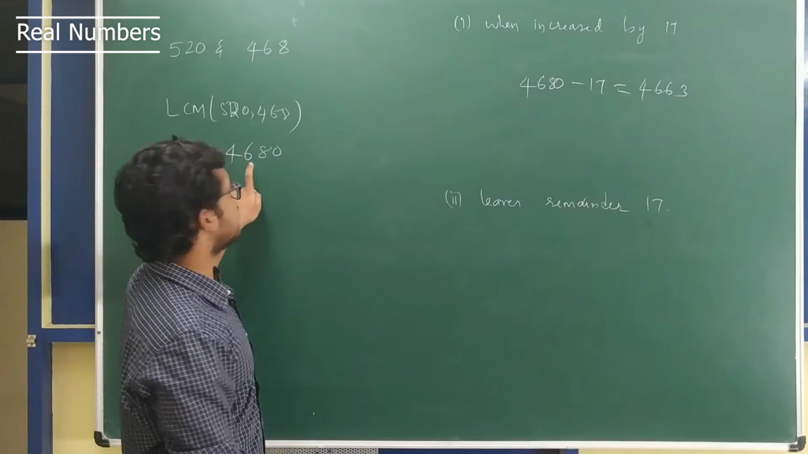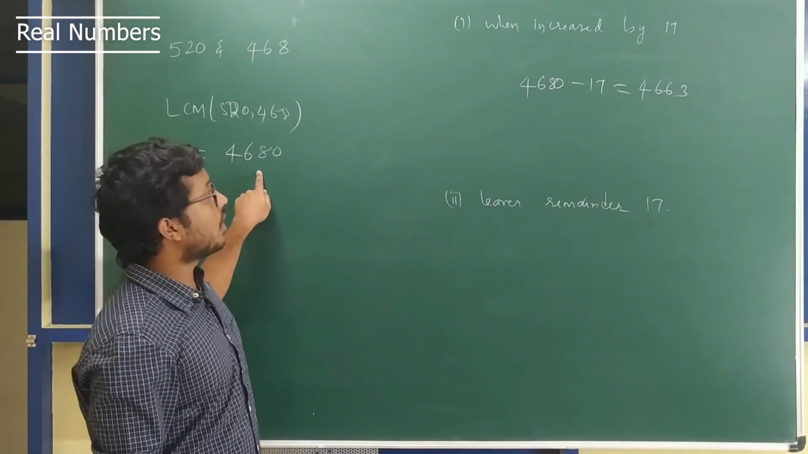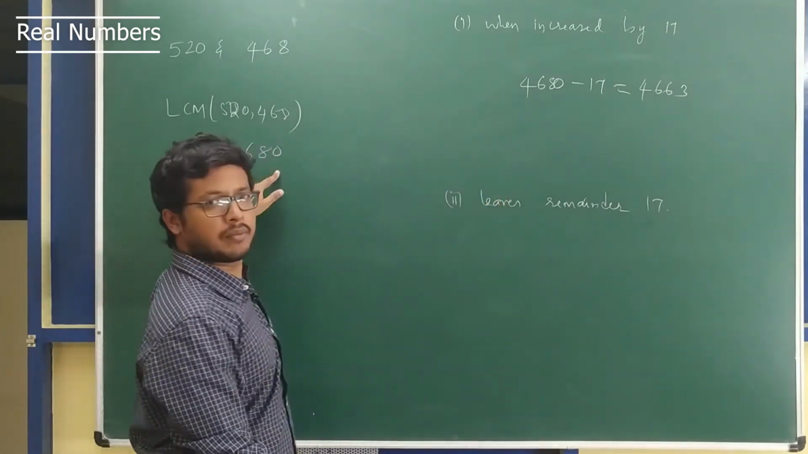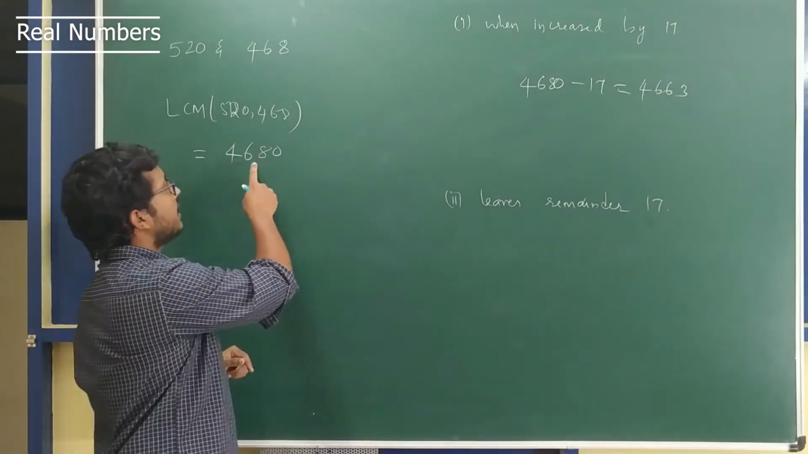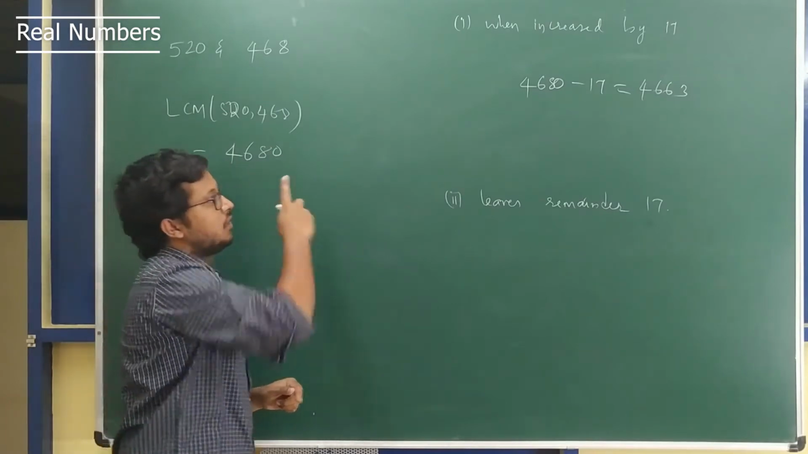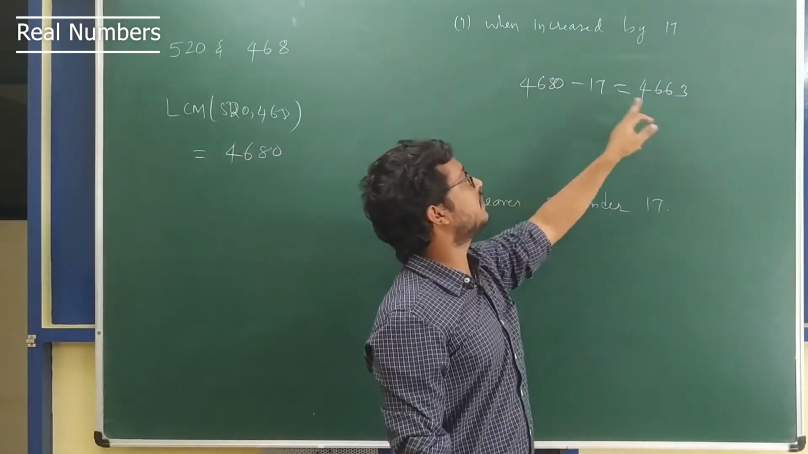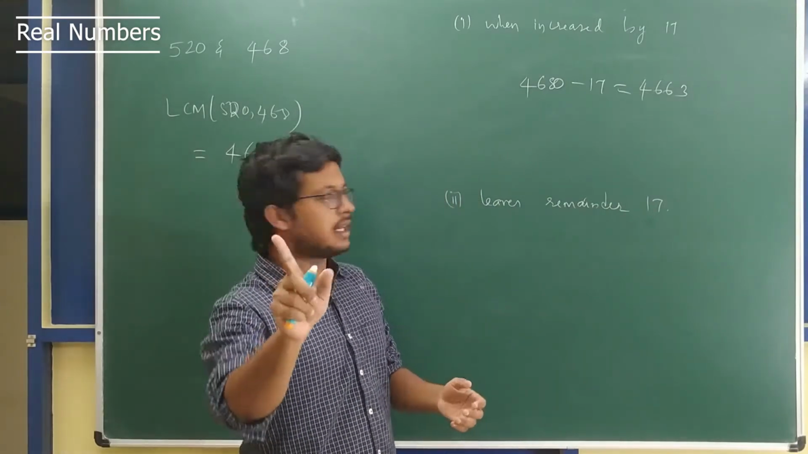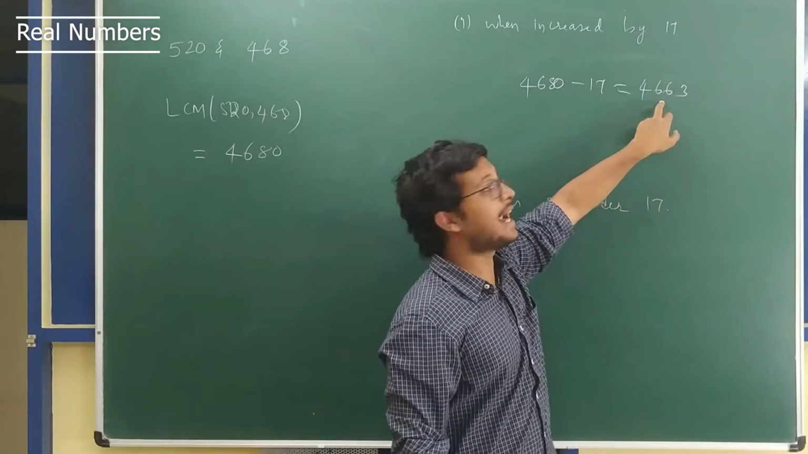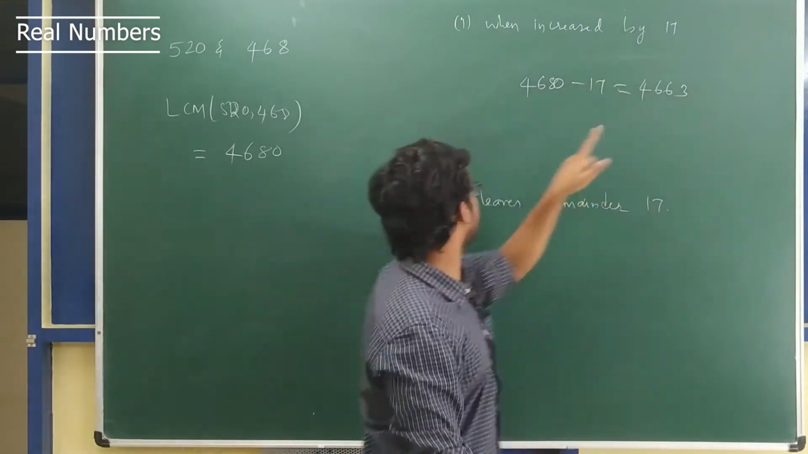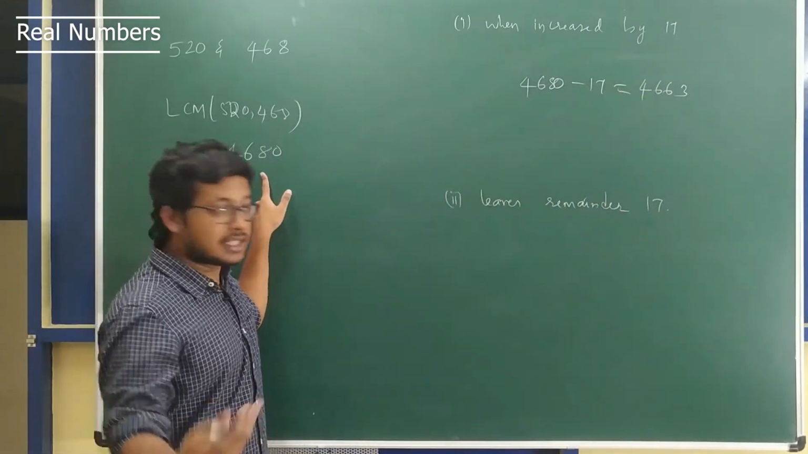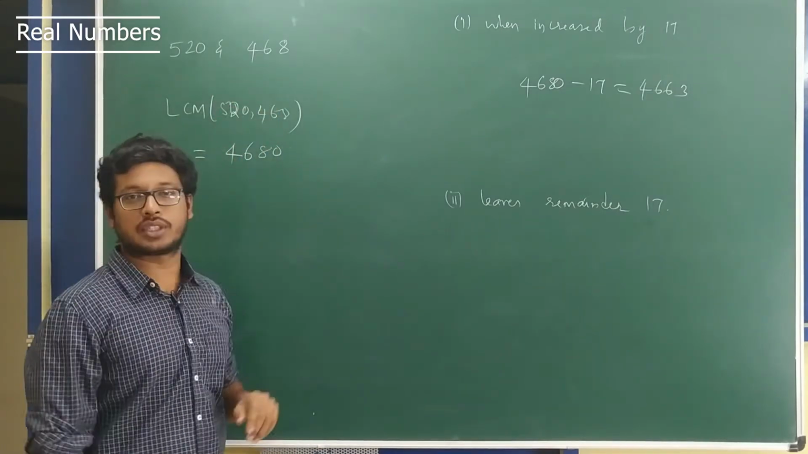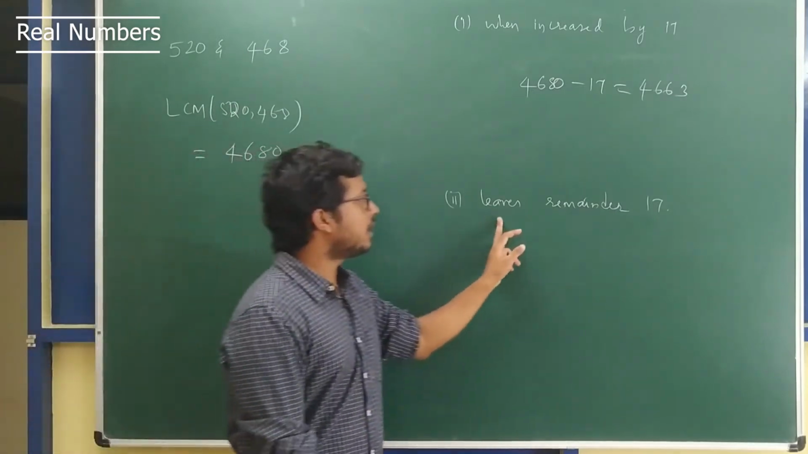Since we already know that 4680 is the number that is divisible by these, and I want a number that when increased by 17 becomes divisible, I am thinking of a number which is lesser than this one, because after increasing by 17, I want this number to come to 4680. So it would be 4680 minus 17, which is 4663. I hope you understood this one. I'll explain once again: 4663 when increased by 17 will give you 4680. So this is the number that will be divisible by 520 and 468.